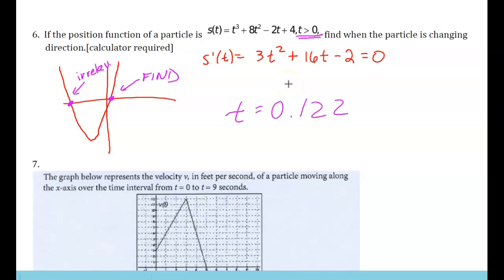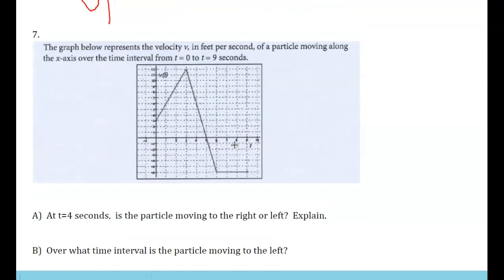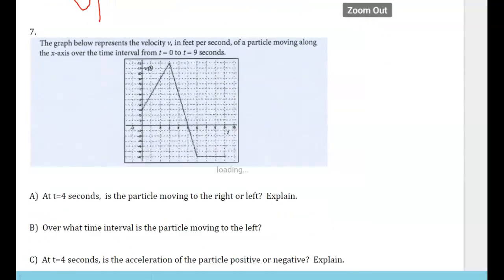Okay. And so that's it. So you have to be able to find roots on a calculator. All right, my last question I'm going to make smaller because it's got like 6 parts.